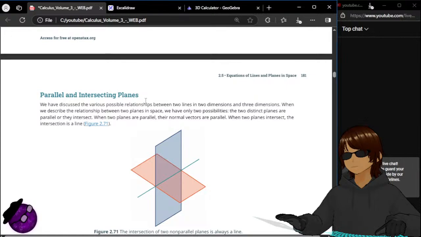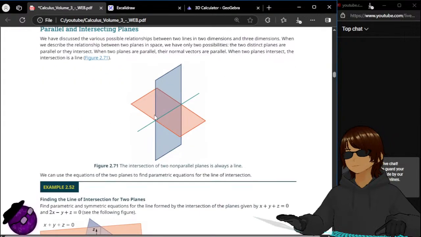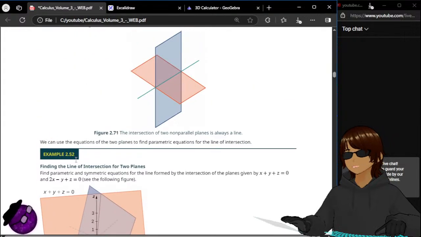Parallel and intersecting planes. We have discussed the various possible relationships between two lines in 2 dimensions and 3 dimensions. When we describe the relationship between two planes in space, we have only two possibilities. The two distinct planes are parallel or they intersect. When two planes are parallel, their normal vectors are parallel. When two planes intersect, the intersection is a line.